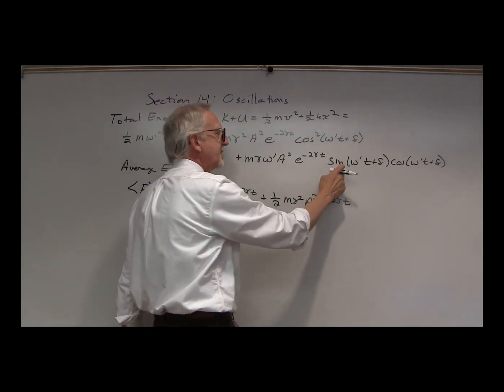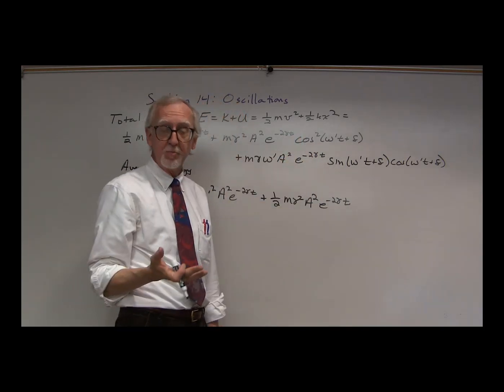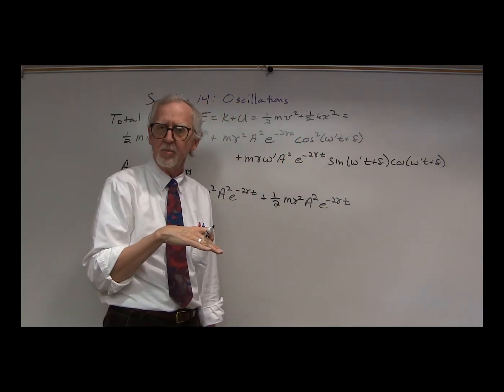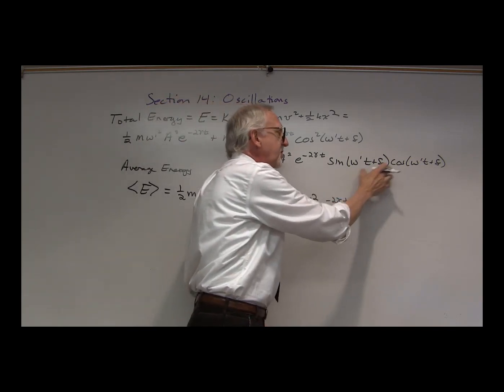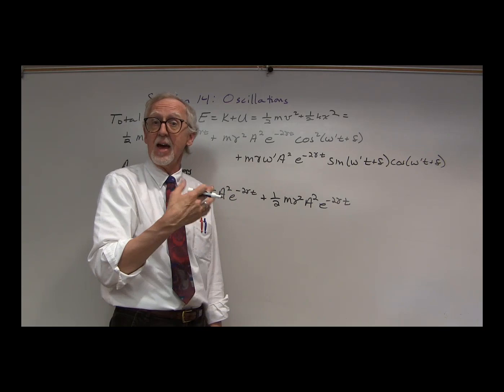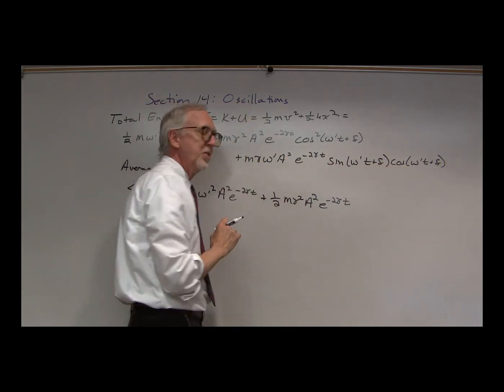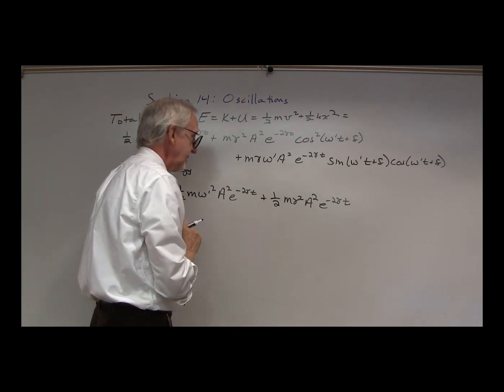Now, what's the average of a sine times cos? Well, while cosine was always positive, it didn't have any negative terms to cancel out. Sometimes sine cos will be positive, sometimes sine cos will be negative, and it turns out the average is 0. So when we average this part, it doesn't contribute to the average. All we end up with is this.